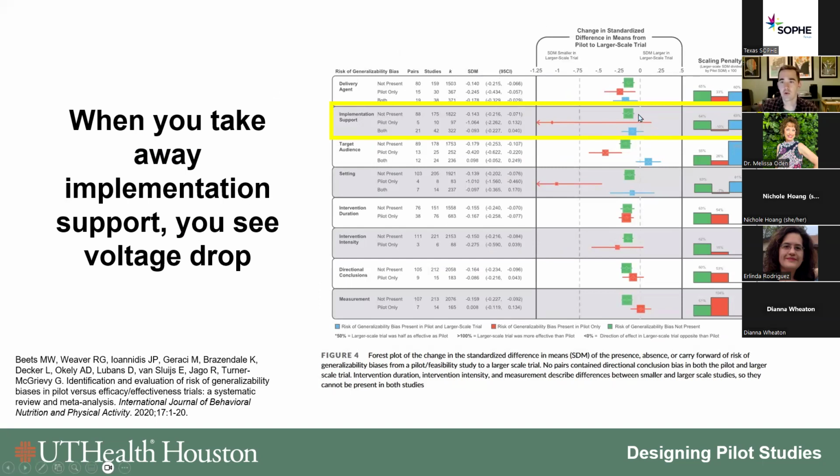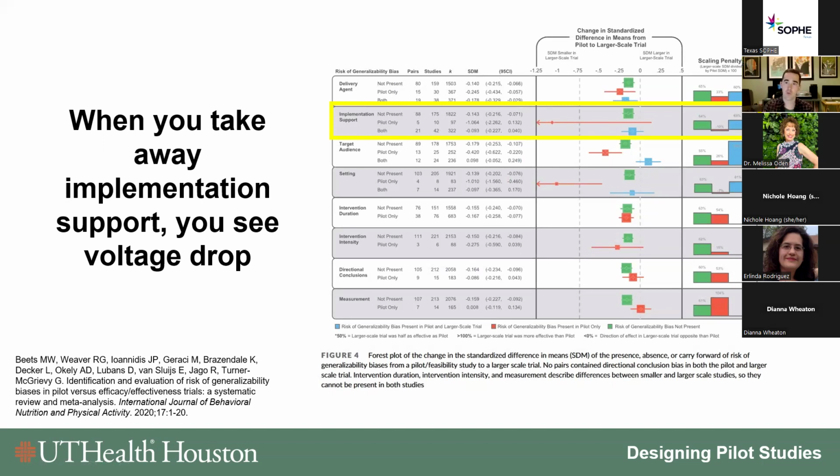So when we look at these green and red and blue boxes, the red box represents a set of studies, a pilot and a large-scale trial, where implementation support was only provided in the pilot study and then taken away in the large-scale study. And the red indicates this huge, what we call a voltage drop in the effects of that study when it gets scaled up.